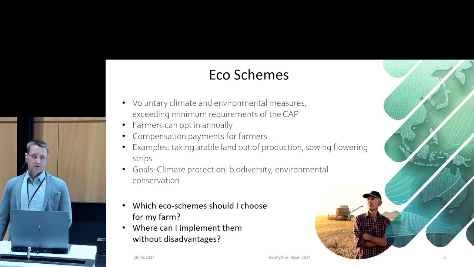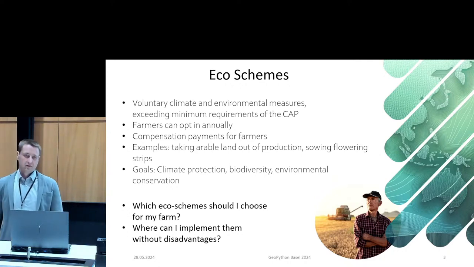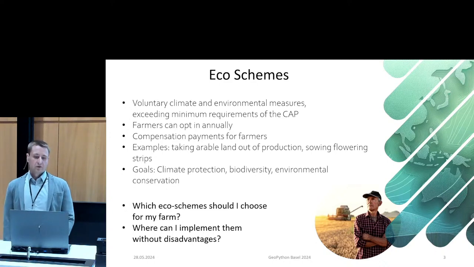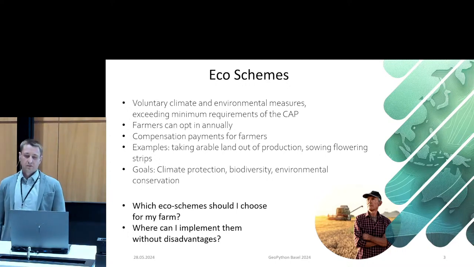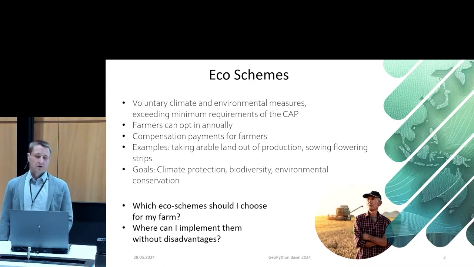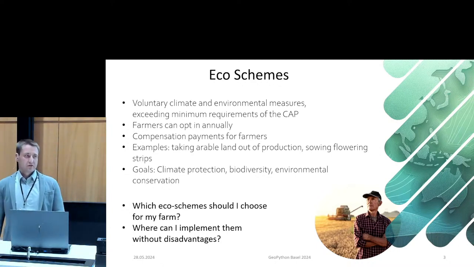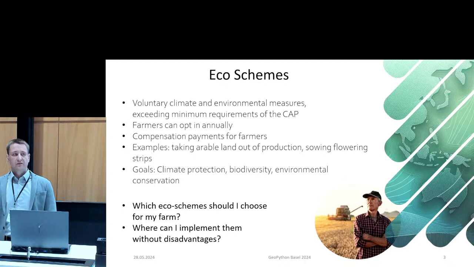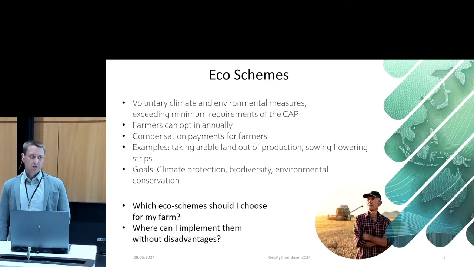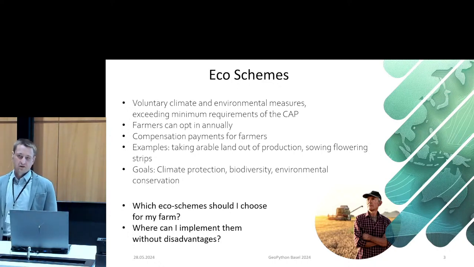And to help with this, farmers can participate in annually funded climate and environmental protection measures, so-called eco-schemes. They are part of the European Union's Common Agricultural Policy. So farmers can take part of their land out of production or sow flowering strips as habitats for insects and wildlife, and in return they receive compensation payments. So the farmer has to decide each year which eco-schemes they can implement on their farm and where to implement them without financial disadvantages.